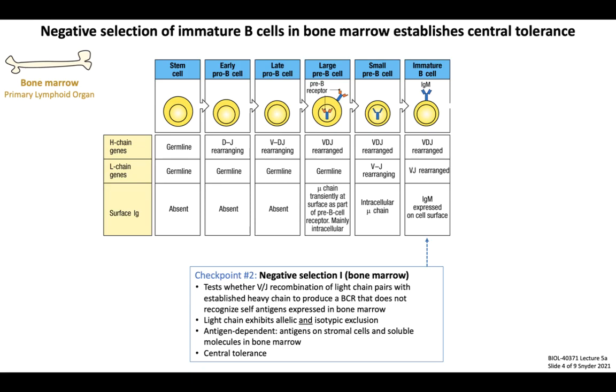We will discuss the different mechanisms that are used to ensure the removal or inactivation of autoreactive B cell clones in the next slide, but I want to first reiterate the point that this first round of negative selection takes place in the bone marrow and is therefore responsible for establishing central tolerance.